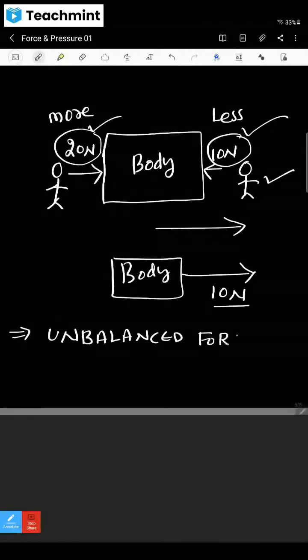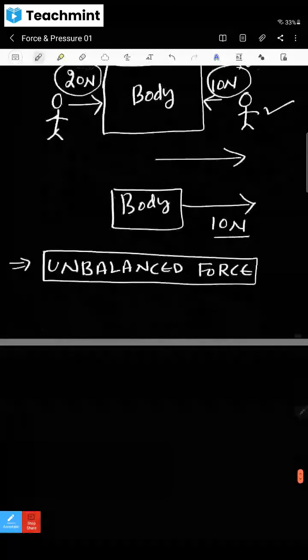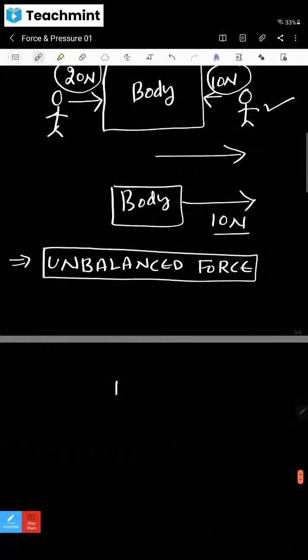Did you understand the meaning of unbalanced force? Yes or no? So these are called unbalanced force. Now, what is the meaning of balanced force? So that idea also you will have.